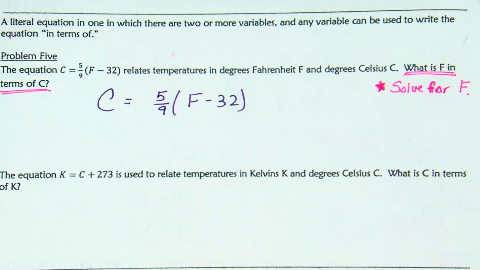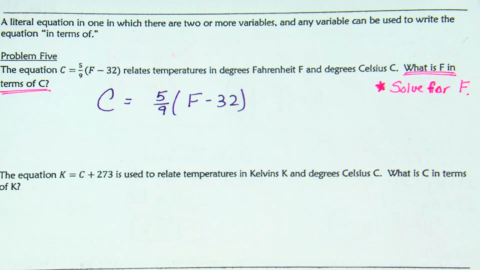What about 9 over 5 times 5 over 9? 9 cancels with 9, 5 cancels with 5, and what remains? F minus 32. Now, this problem should be looking easier. I want F by itself. So since it's F minus 32, I'm going to add 32.